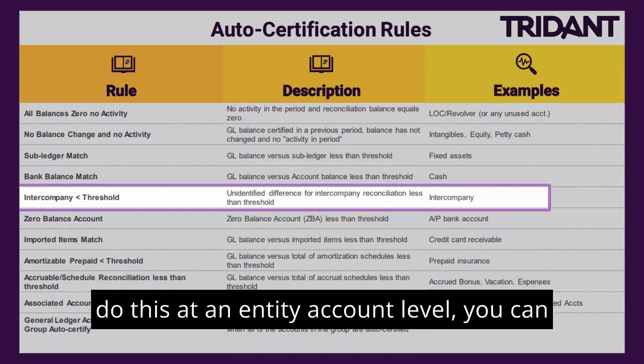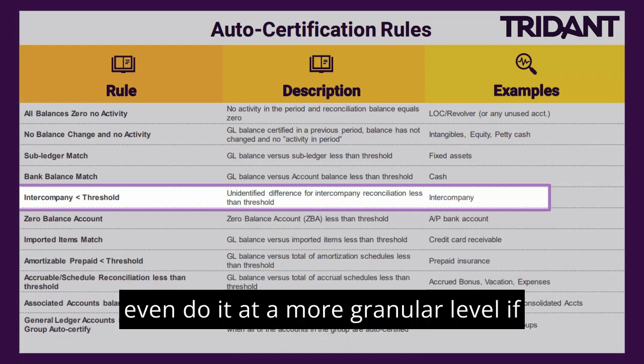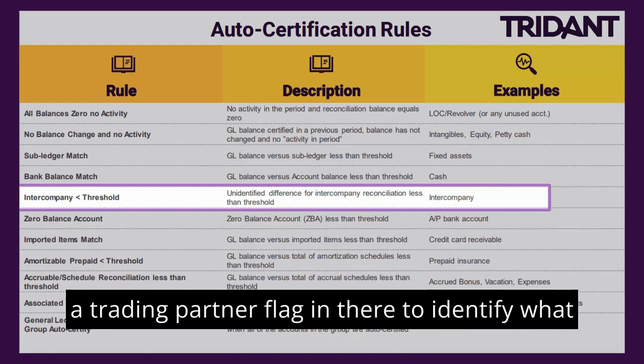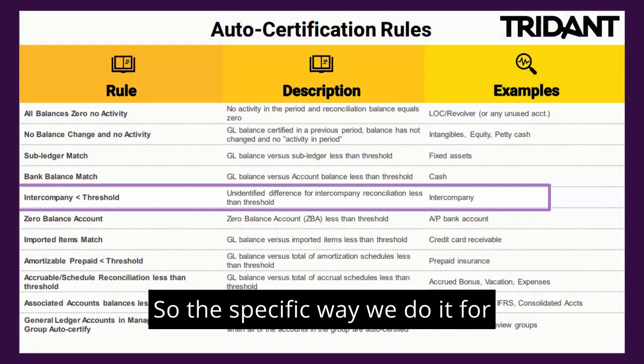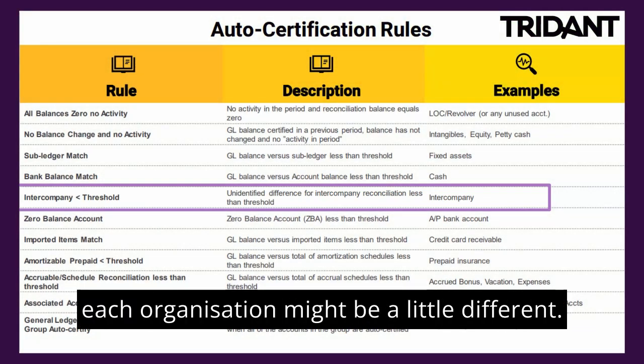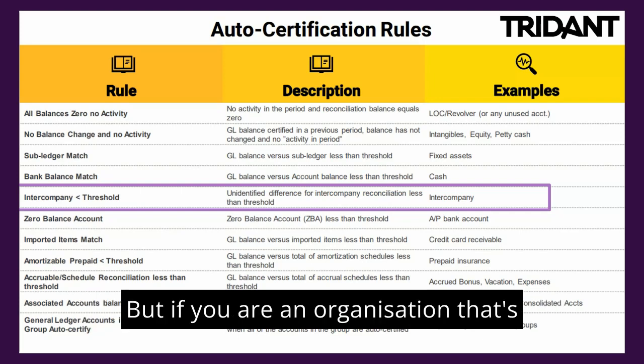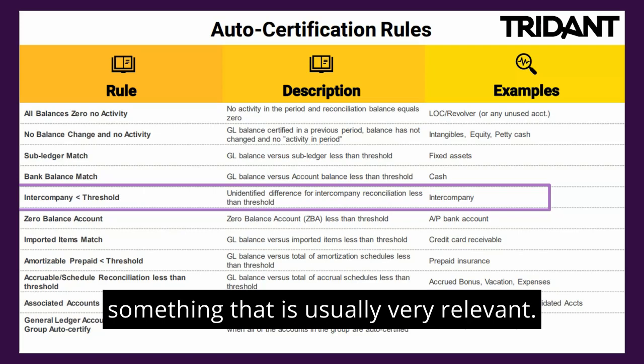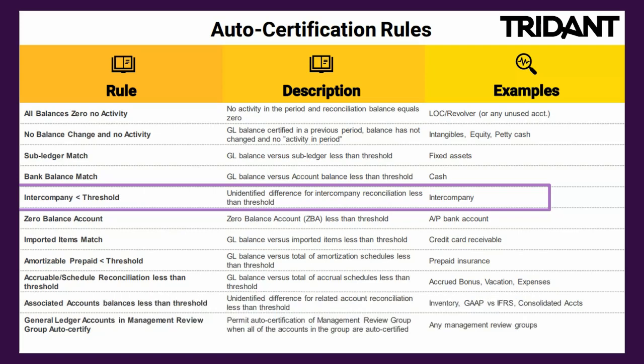And we can do this at an entity account level. You can even do it at a more granular level. If you have, say, intercompany accounts where you have maybe a trading partner flag in there to identify what entity it actually offsets with. So the specific way we do it for each organization might be a little different, but if you are an organization that's doing a lot of intercompany transactions, it's something that is usually very relevant.